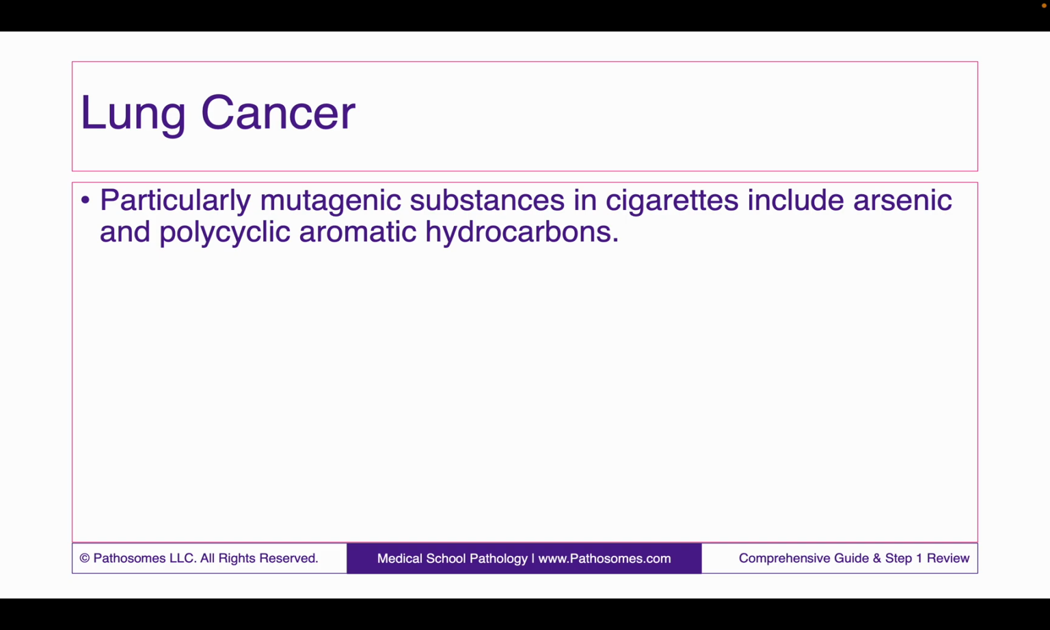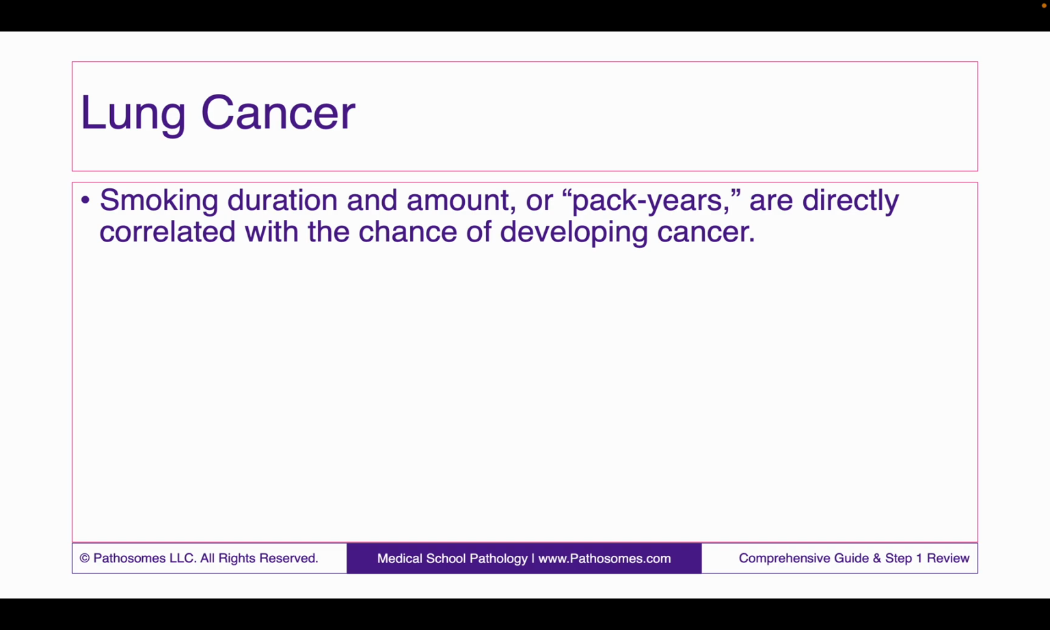So what is this lung cancer business? Well, particularly mutagenic substances in cigarettes include arsenic and polycyclic aromatic hydrocarbons. Now, all these chemicals can cause issues down at the cellular level, leading to cell cycle disruption and the promotion of mutagenic processes. Smoking duration and amount are directly correlated with the chance of developing cancer. And that's noted as pack years, right? You're going to see that a lot in the near future if you haven't already.